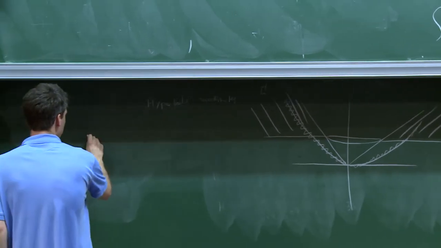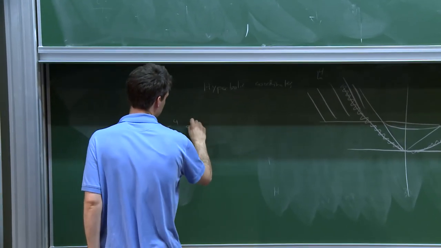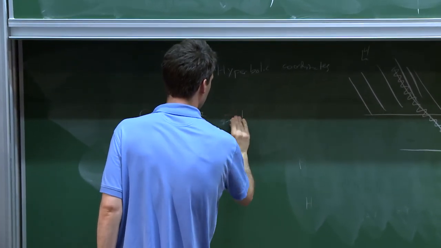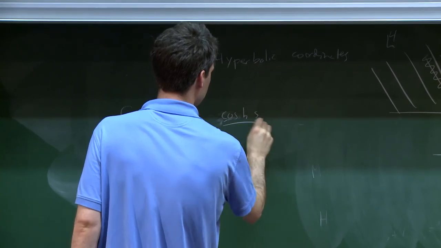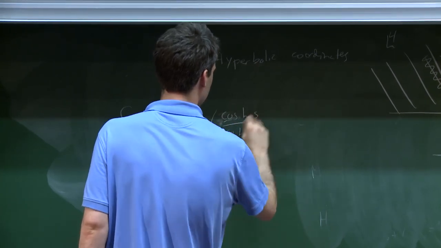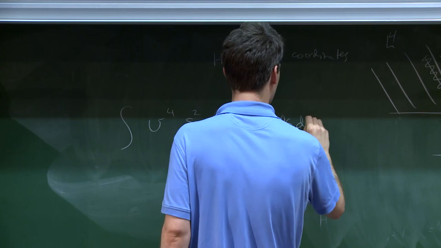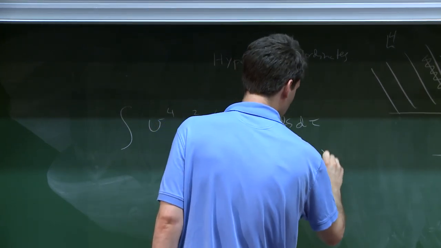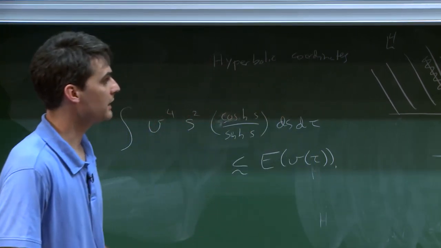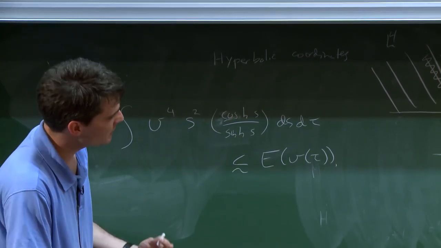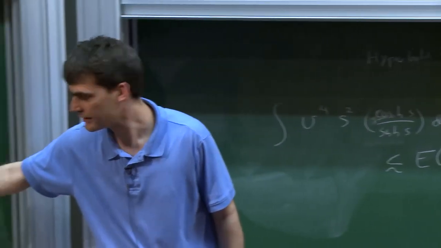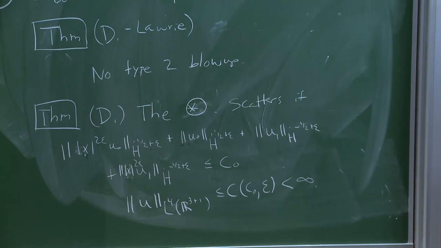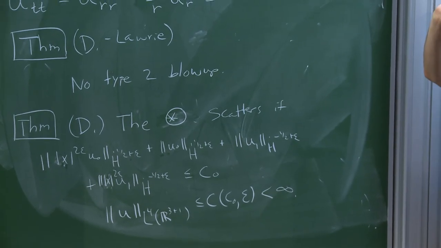And you have the integral of v to the fourth times s squared ds, or s squared times cosh of s over sinh s ds d tau, is bounded by your energy. So, okay, that's how it scales. But you can do the exact same thing and show that this norm gives you good control over the h to the 1/2 plus epsilon norm on tau equals 0 as well.